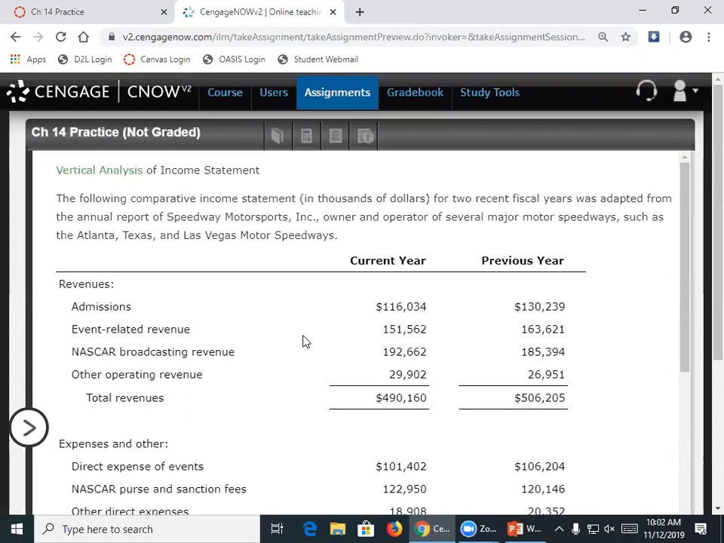So here, if you go back into the practice, we'll look at vertical analysis on an income statement. So here we have revenues. This is the annual report of Speedway Motorsports. So this is showing all of their revenue. We're going to divide everything to do vertical analysis on an income statement by total revenues, okay, for the current year.